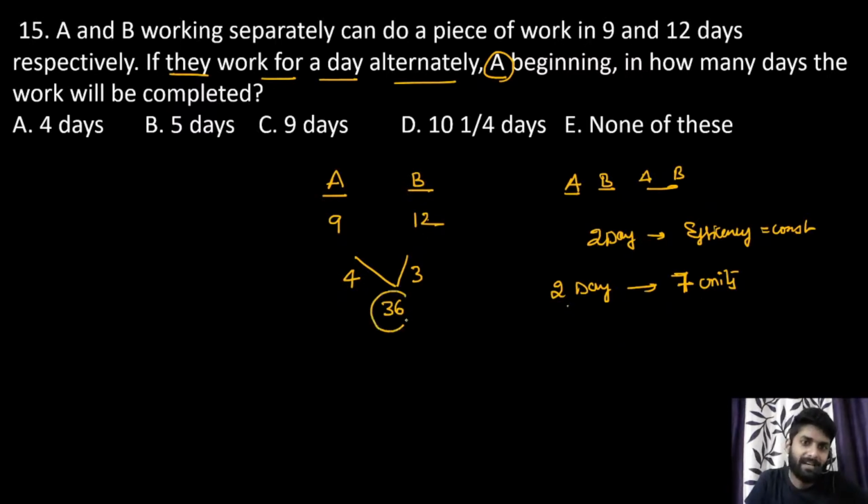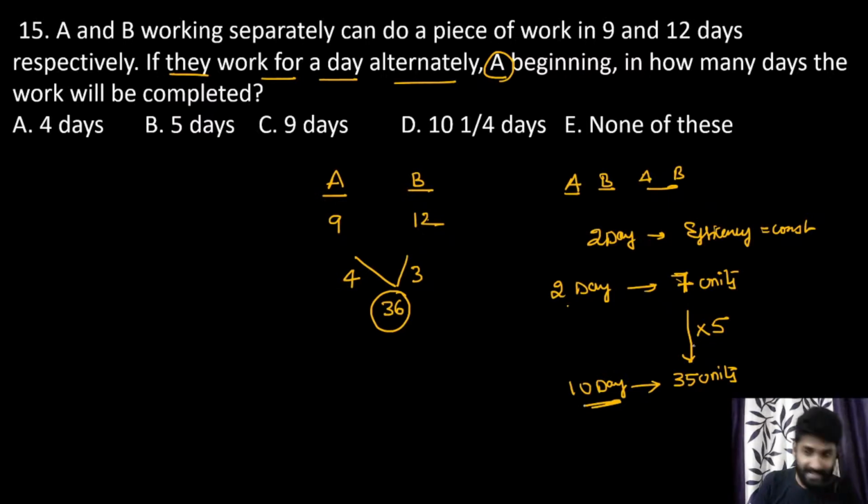We want to complete 36 units, which means there is no exact multiple of 7. So don't worry, don't take it as an exact multiple. The nearest multiple you consider is exactly 5 cycles. Now see, 7 fives are 35. If you want to complete 35 units of work, they took 10 days. For 10 days they completed 35 units.